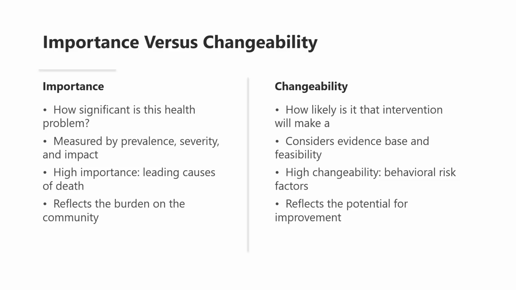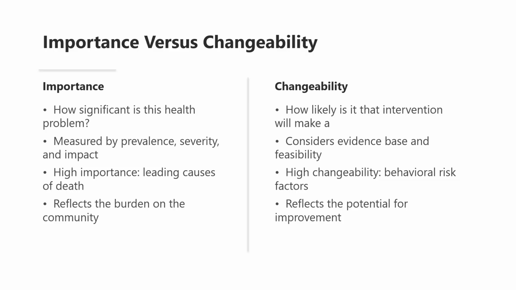Now here is where it gets really practical. When you plot health problems on a 2x2 grid with importance on one axis and changeability on the other, you get 4 quadrants. Problems that score high on both importance and changeability are your top priorities. They are significant and you can actually do something about them. Physical inactivity is a classic example. It is linked to multiple chronic diseases and is responsive to evidence-based interventions.